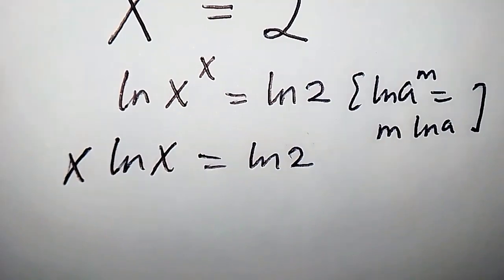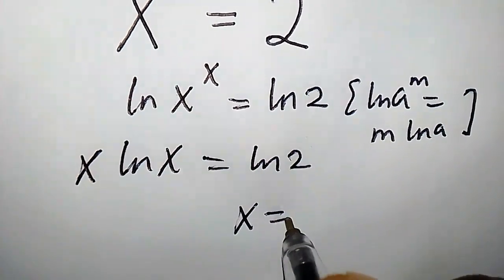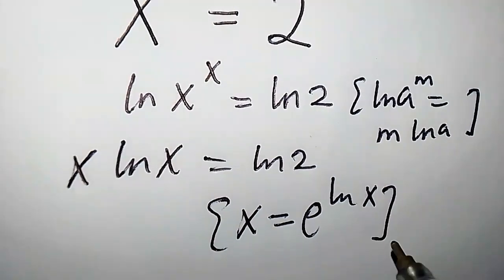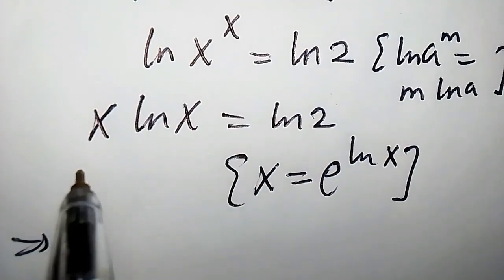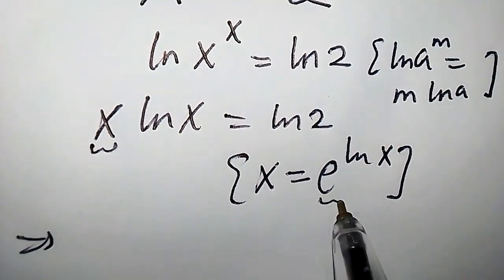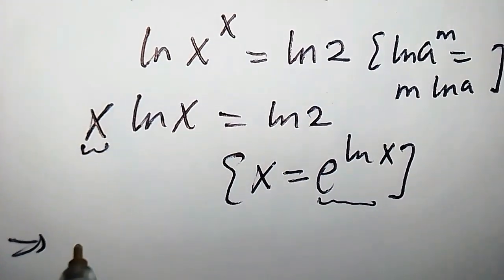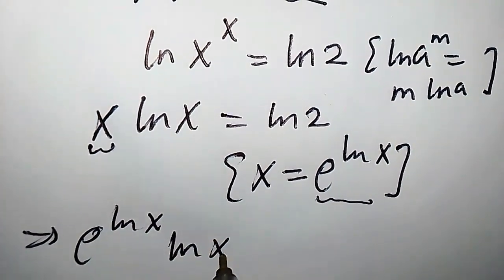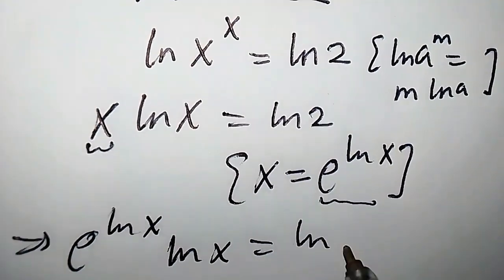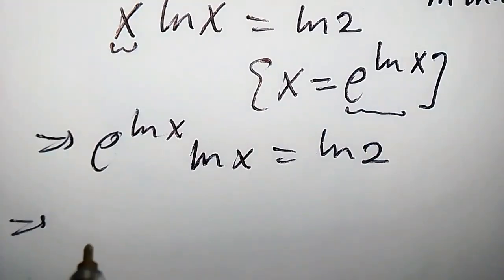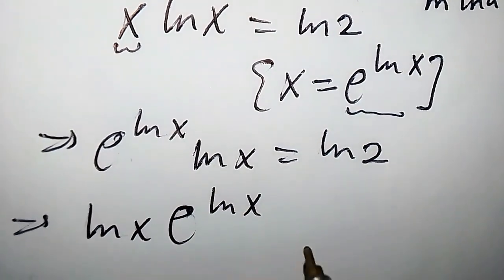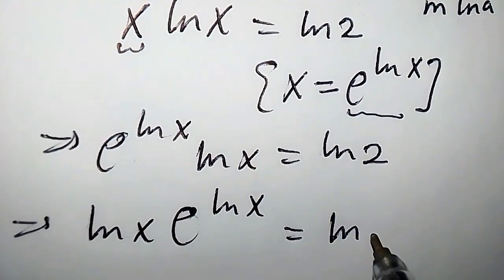Now, recall that x is equal to e raised to ln x. This means that replacing this x with e raised to ln x, we have e raised to ln x times ln x equal to ln 2. This means that ln x times e raised to ln x is equal to ln 2.